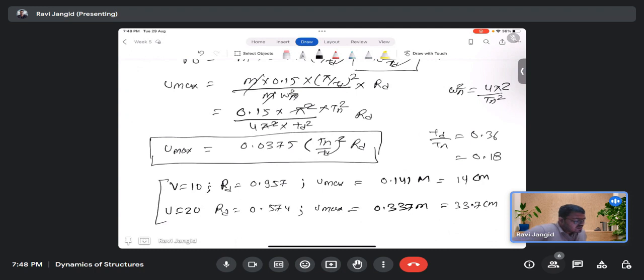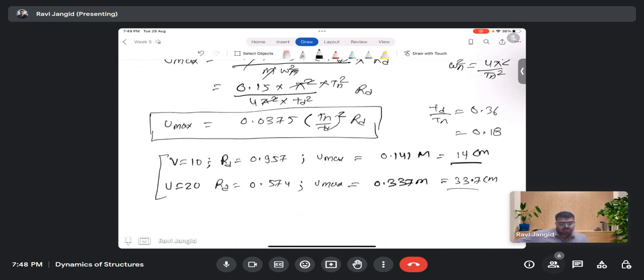So you can see, as the speed on the bump is increasing, how much the response the vehicle is experiencing. For 10 kilometer per hour, it is experiencing 14 centimeter, and for 20 kilometer per hour, it is experiencing around double.